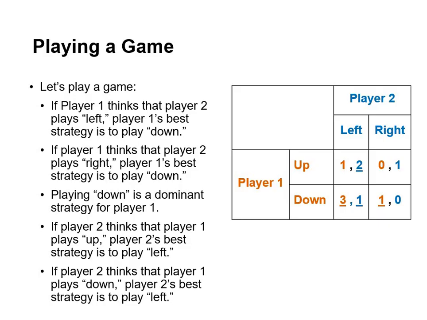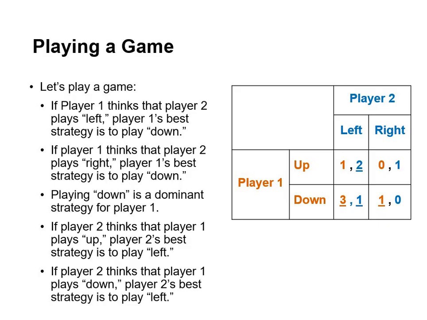But player 1 also needs to ask themselves, what is my best strategy if player 2 plays right? Shall I play up, get 0, or shall I play down and get 1? Of course the best strategy is then again to play down, because 1 is bigger than 0. So no matter what player 1 thinks player 2 might do, left or right, down is always the best strategy. And that is why we call the strategy down for player 1 a dominant strategy.